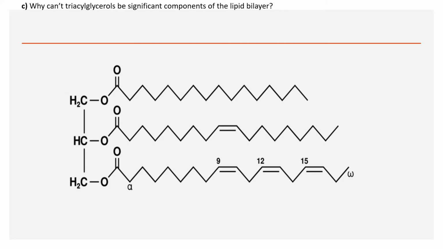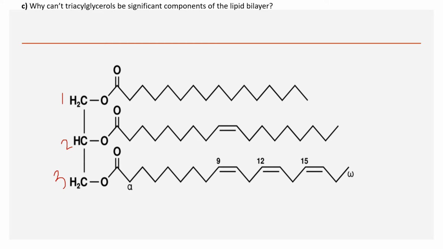Why can't triacylglycerols be significant components of the lipid bilayer? If we remember what a triacylglycerol is, it's just this right here. You have your glycerol with your carbon, so that's carbon 1, carbon 2, carbon 3, and then 3 fatty acid tails attached.